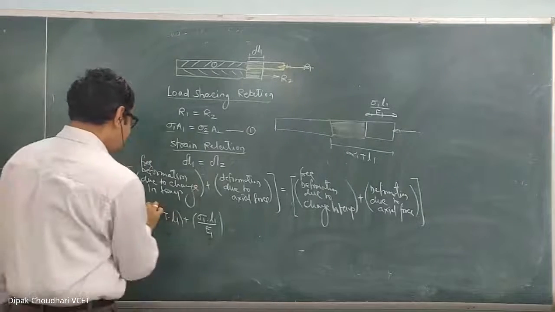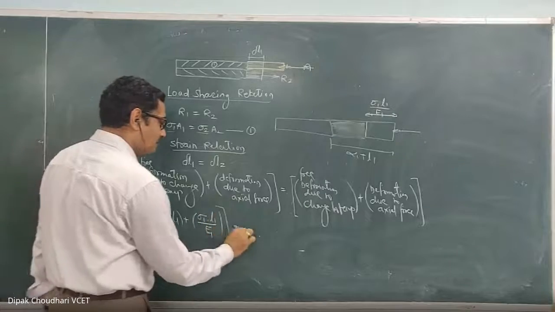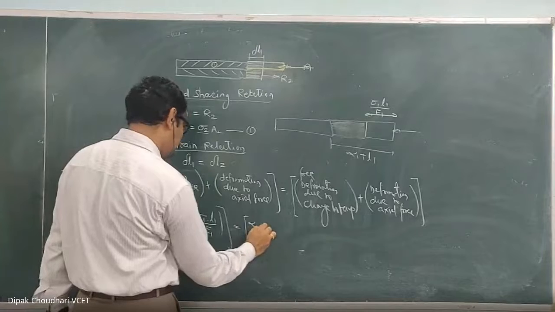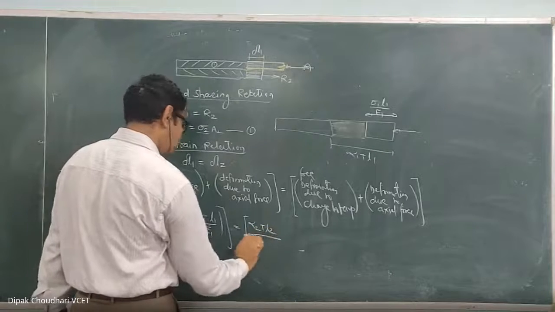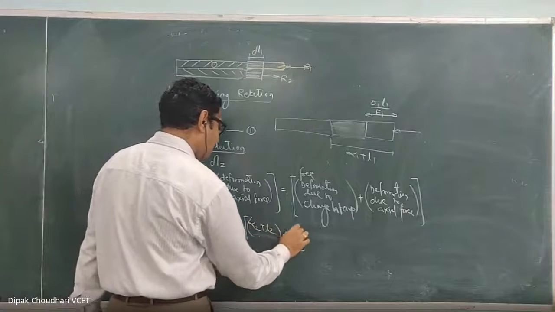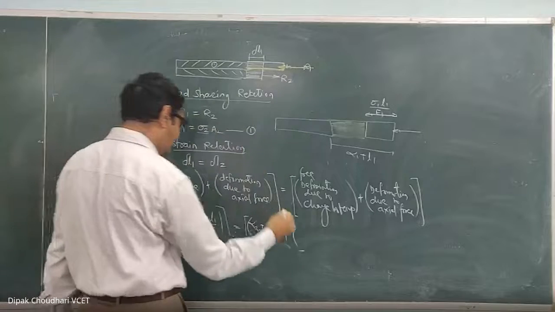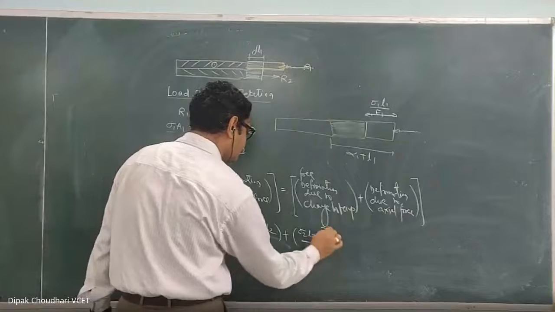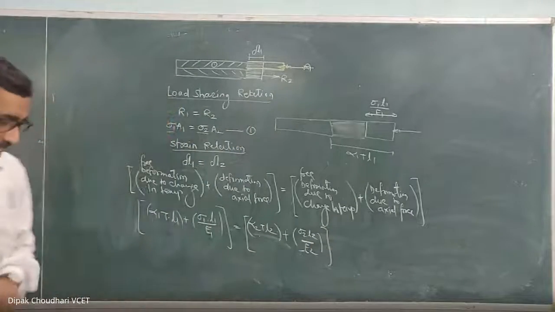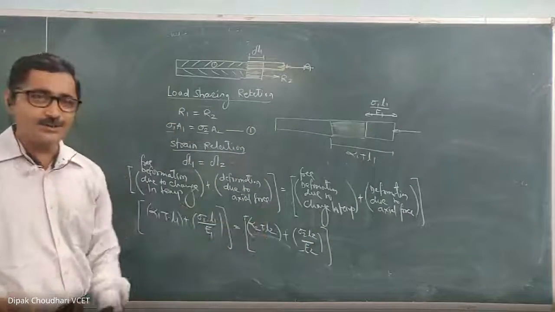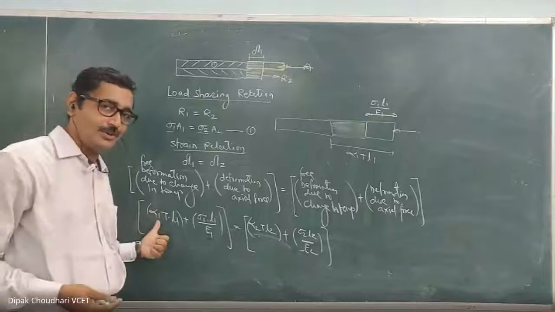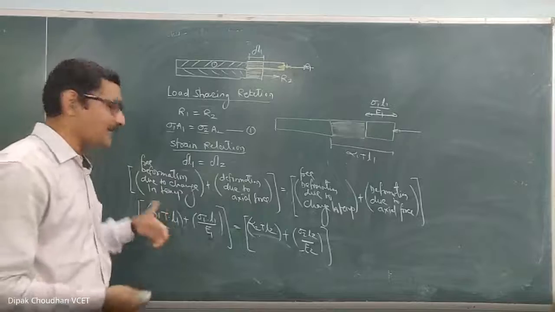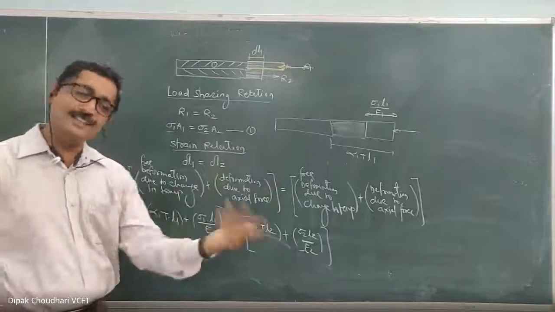Okay. Then this is equal to the free deformation of material 2, alpha 2 T L2, plus the deformation because of this axial force R2, sigma 2 L2 upon E2. Once again, here I have written positive only, but when there is a rise in temperature, you have to take it positive. When there is an increase in length, you take it positive. When there is a decrease in length, you take it negative.